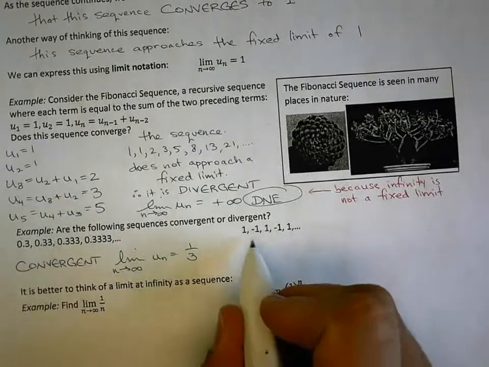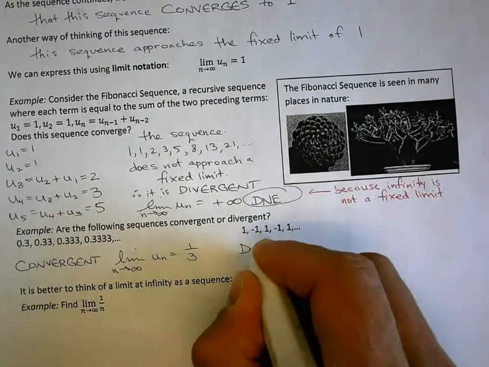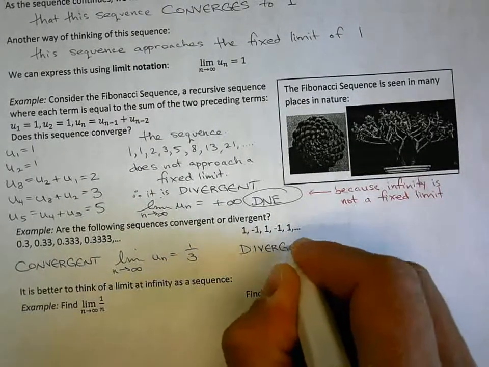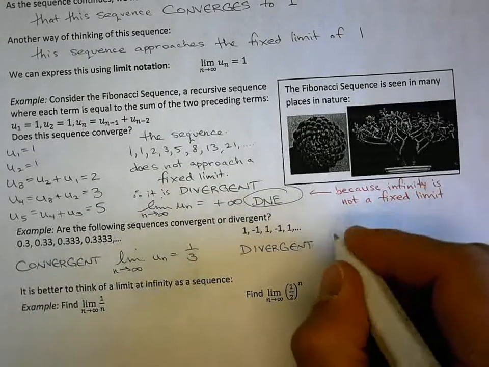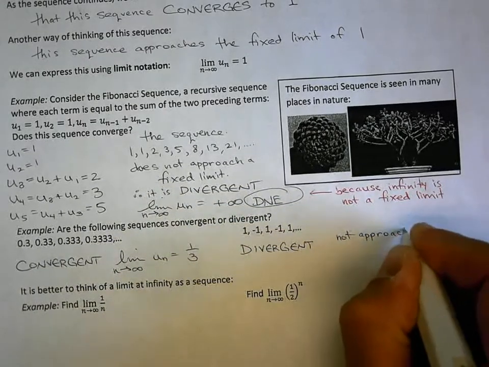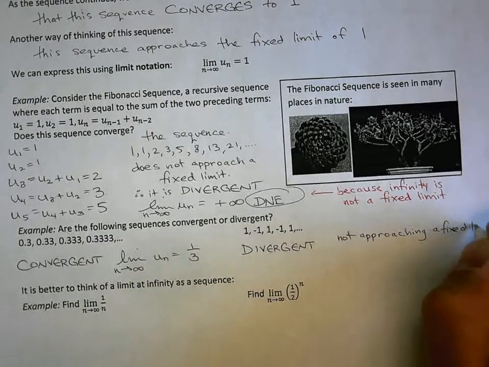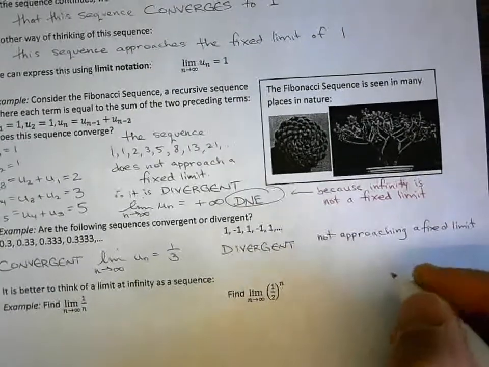What about this sequence? 1, -1, 1, -1. It's oscillating back and forth between the two. Is it getting closer to a fixed number? No. So it's divergent. It is not approaching a fixed limit. It's just oscillating.